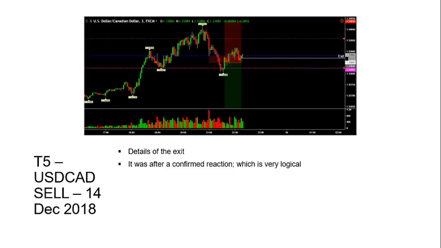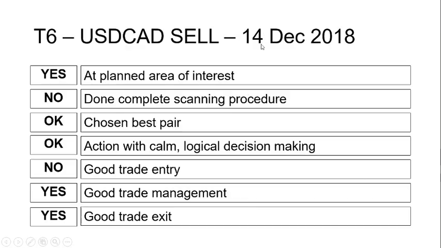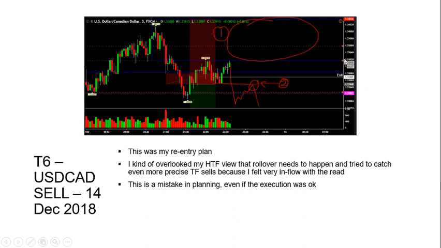Now, I did take a re-entry over here because I got out of this trade with the whole point of needing to take re-entries, because the high time frame view is still valid, and as long as that view is valid, I should take re-entries. That was my thinking. I had not completely done my scans. I was still stalking this trade very closely, right? So good trade entry. That is a good trade entry. That should be a yes. I'll change that later.